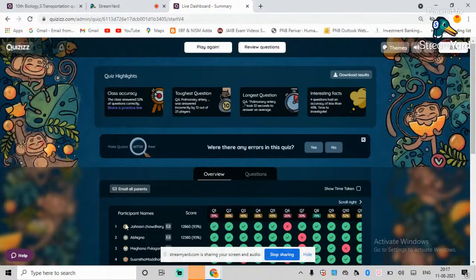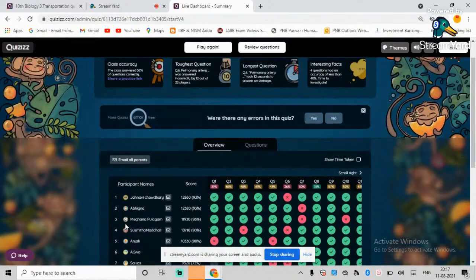So here the top three are Dhanu Chaudhary, Abhigna and Meghna. Congratulations.